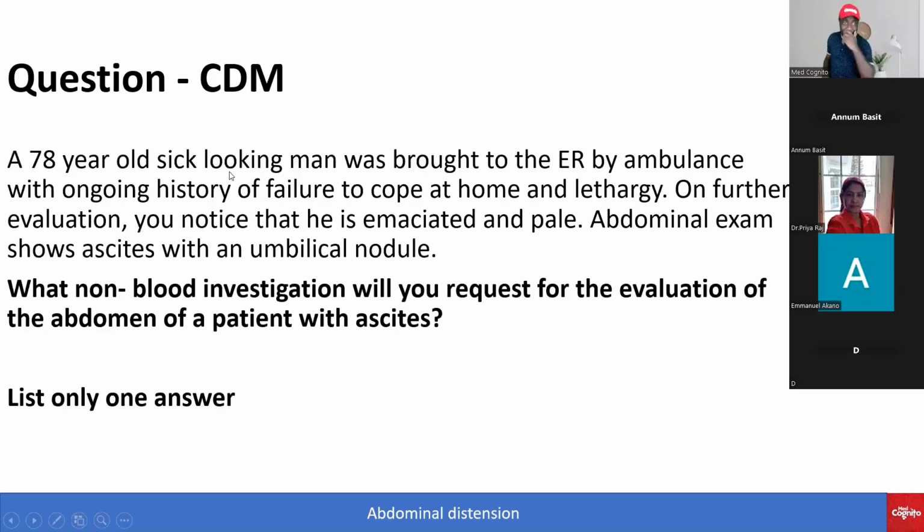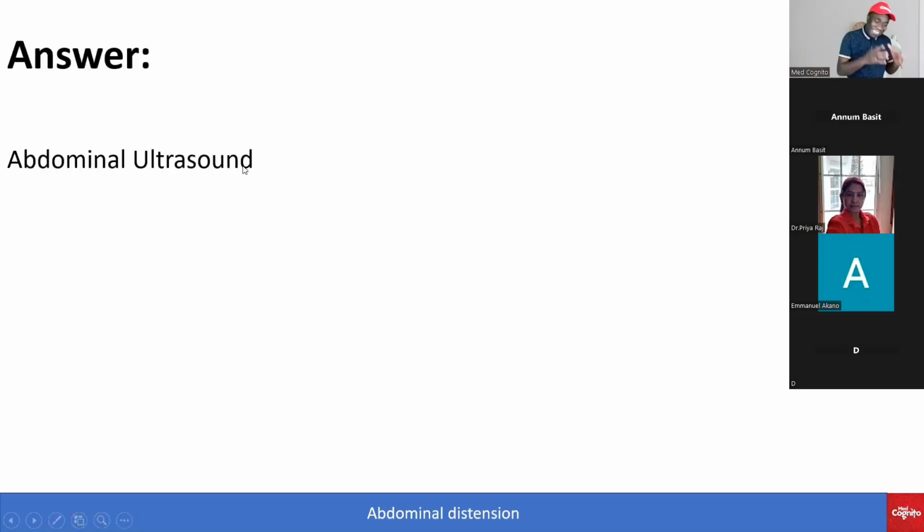Okay, good. So that same patient, what non-blood investigation will you request for the evaluation of the abdomen of the patient with ascites? Ultrasound. Ultrasound of the ear? Abdominal ultrasound. Exactly. Be specific in your answers, please. Don't just say ultrasound. Is it ultrasound of the leg or what? So you see the way we answer questions and we lose marks? We know you know, but how you put the answer makes a big difference.